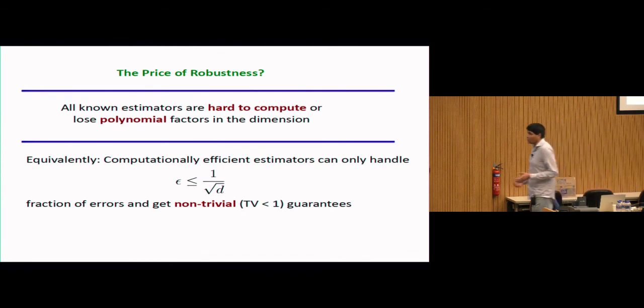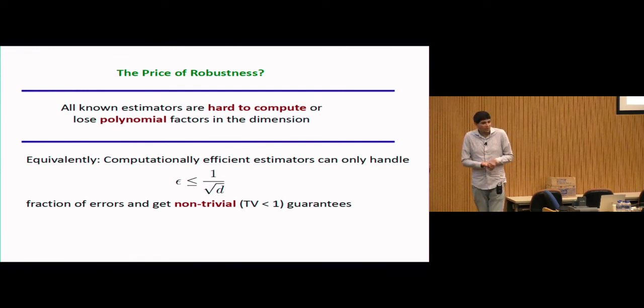So just to explain why losing polynomial factors is so fundamentally bad, it's because if you think about it, the total variation distance is only ever at most 1 between different distributions. So what does it mean in terms of what's the largest fraction of errors you can tolerate and get non-trivial guarantees? You can tolerate at most a 1 over root d fraction. So as you talk about higher and higher dimensional problems, the fraction of corruptions you can tolerate and get any non-trivial guarantee out of it is plummeting to 0 very quickly.